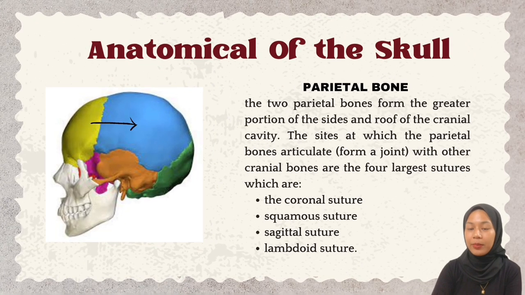I will describe a little bit about the cranial bones. The first one is the parietal bones. The two parietal bones form the greater portion of the side and roof of the cranial cavity. The sides at which the parietal bones articulate, or form a joint, with other cranial bones are the four largest sutures, which are the coronal suture, squamous suture, sagittal suture, and lambdoid suture.